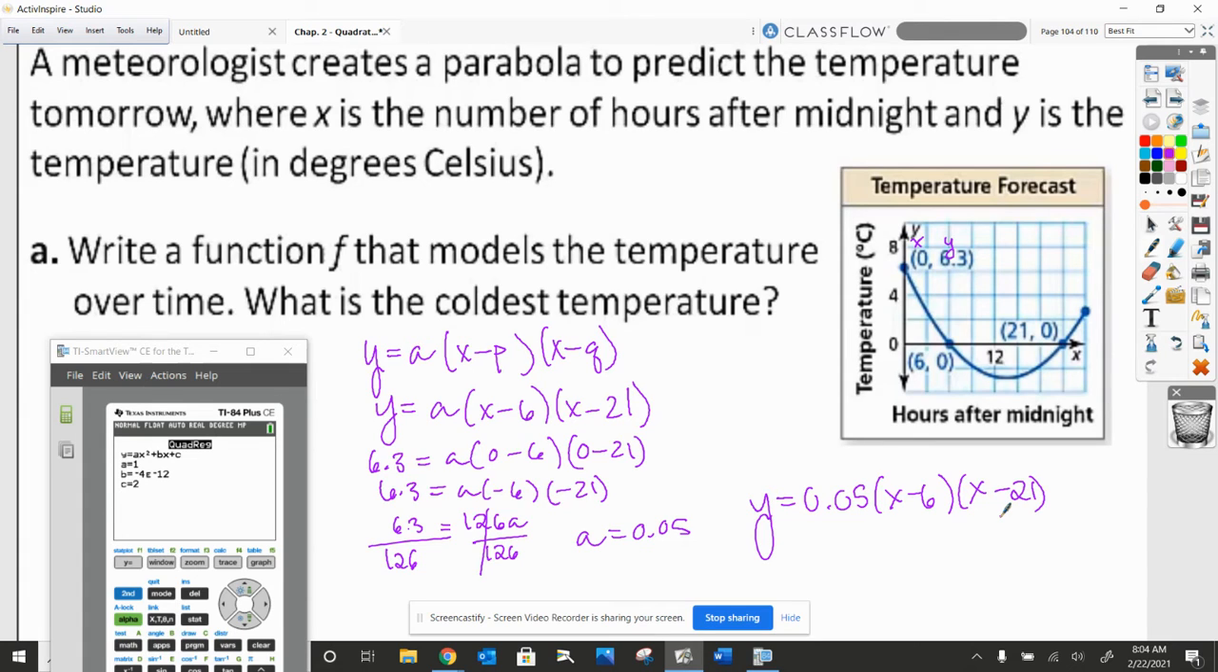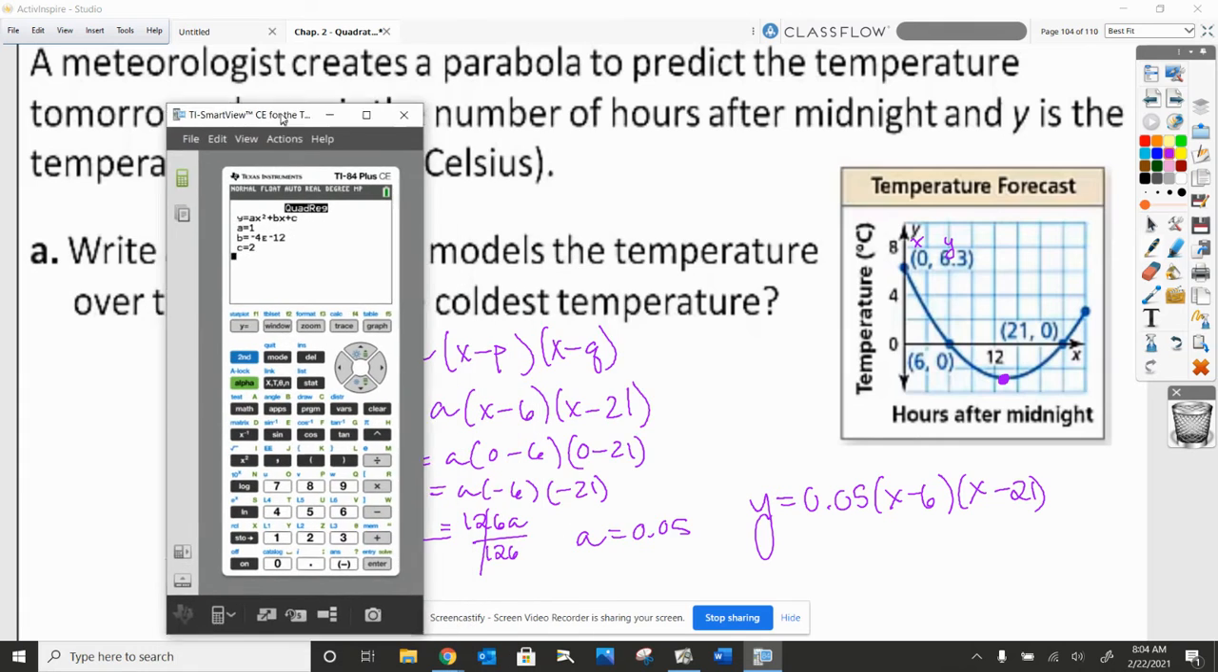What is the coldest temperature? So once I have this equation here, the coldest temperature would be the minimum, correct? Coldest, all right? So that would be finding the vertex of this. A few different ways that you can do that. We're going to use our calculator to find this vertex, and it is a minimum, remember.